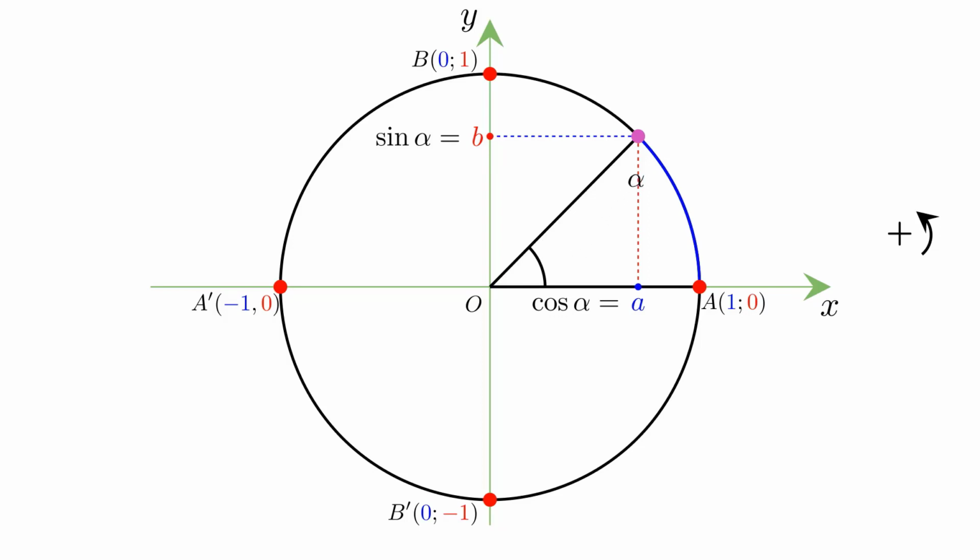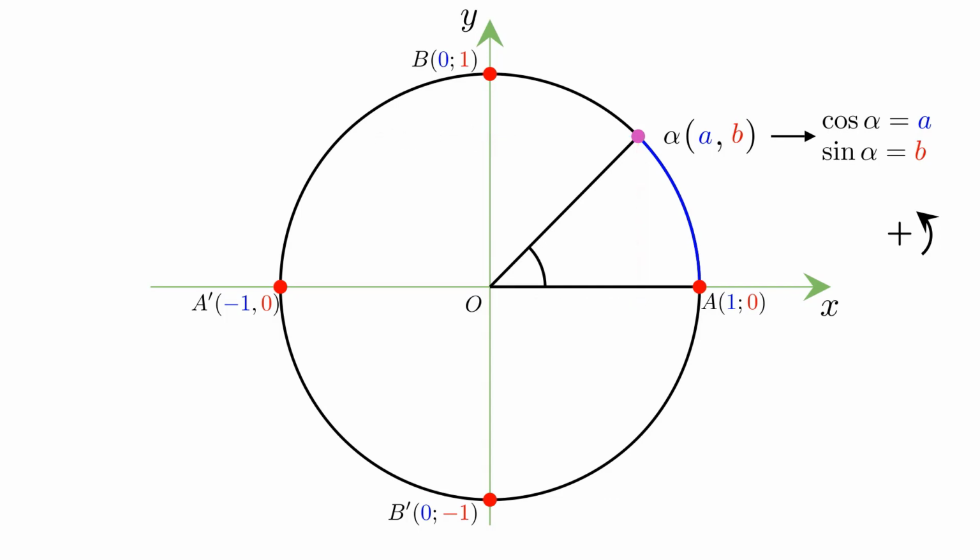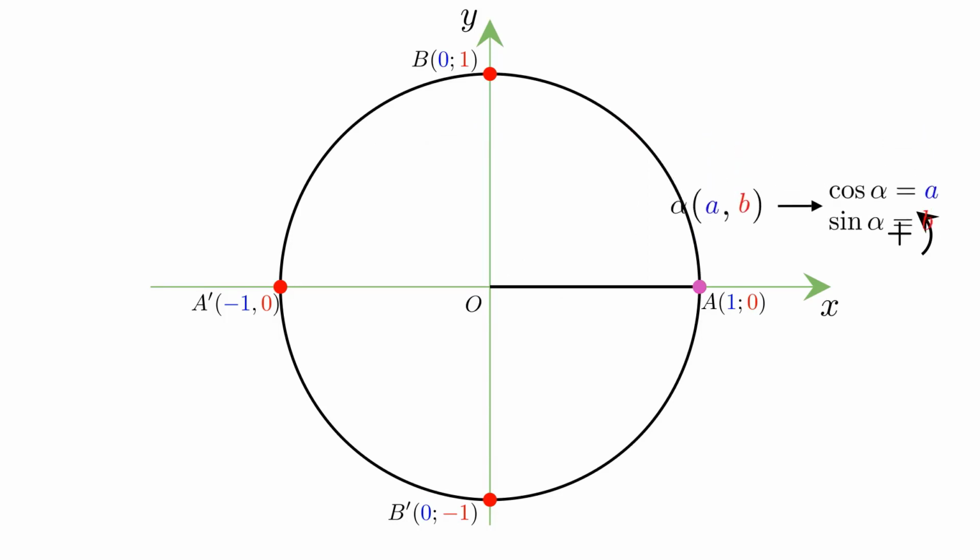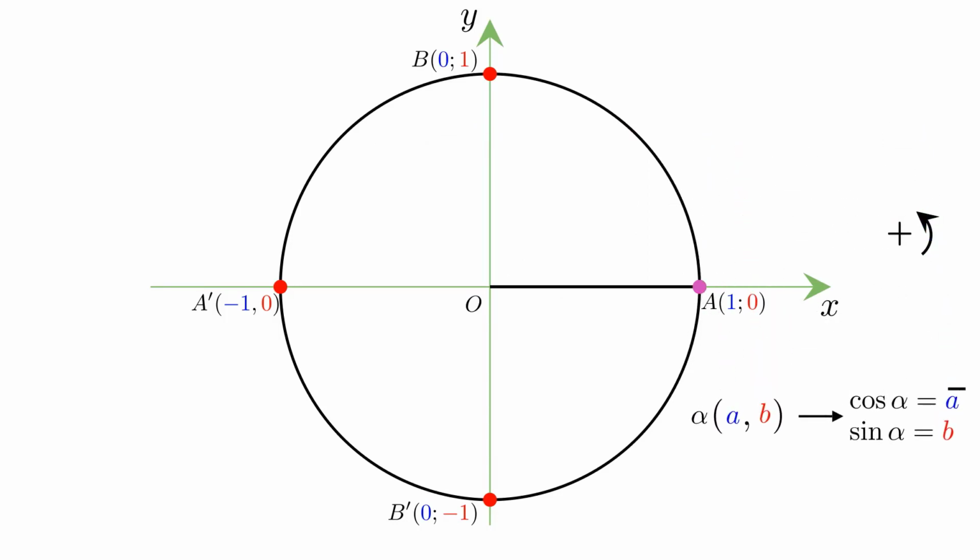Here, the angle of rotation is alpha. The horizontal coordinate is A, the vertical coordinate is B. With this notation, we conclude that cosine of alpha is equal to A. Sine of alpha is equal to B. Therefore, finding the trigonometric values of sine and cosine is equivalent to finding the coordinates of the dot. We establish this notation here and encapsulate it.